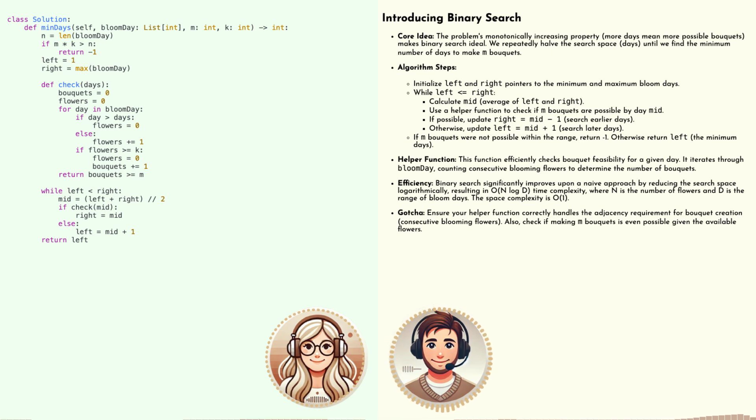Well, we need to know how many groups of flowers are blooming together on that day, right? You're on the right track. If we can quickly count those consecutive blooms, we can compare that to the number of bouquets we need. Now you're thinking like an algorithm designer. Let's dive into that more in part 2.